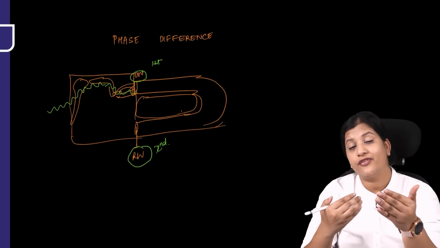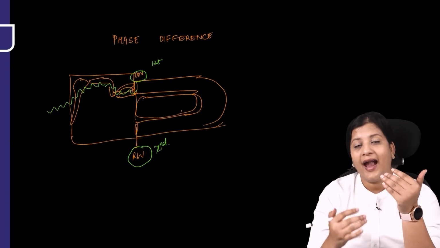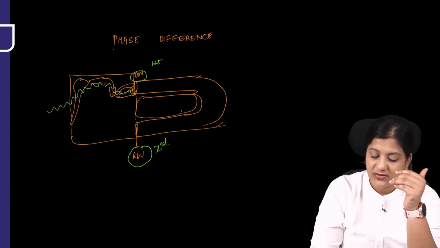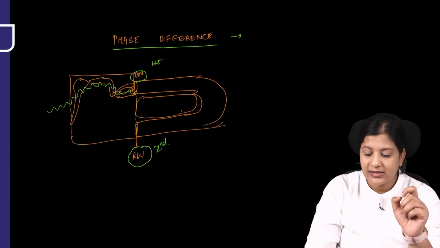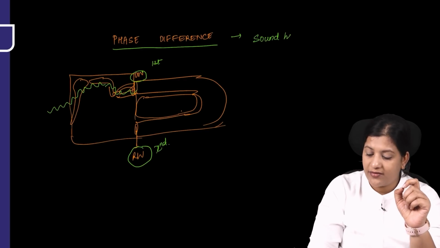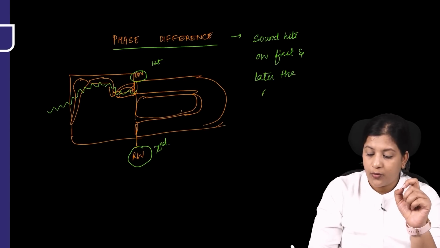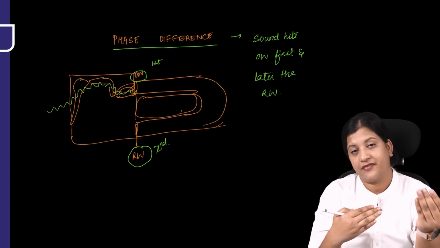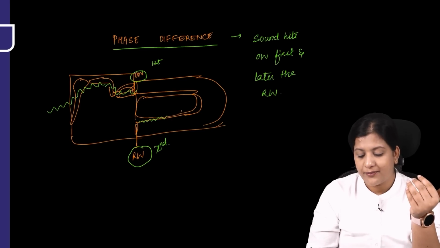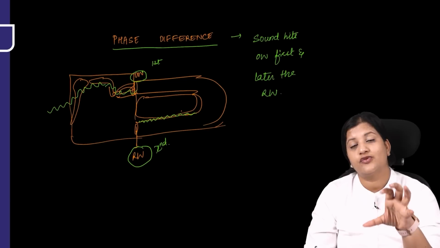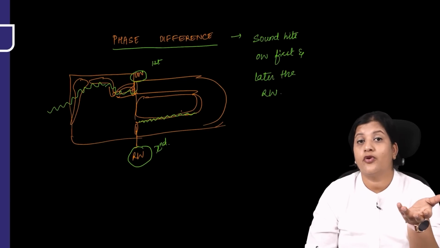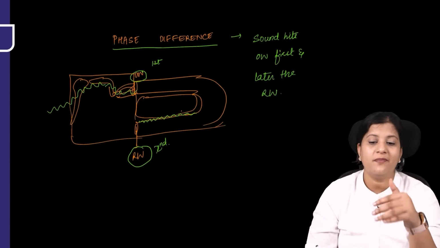So there is a difference in the time. That difference in the time, we call it the phase difference. So what is phase difference? The phase difference means sound hits the oval window first and later the round window. Now, because we have this phase difference, there is movement happening of this basilar membrane. If this phase difference was lost, what would happen? There would not be an effective vibration of the basilar membrane.